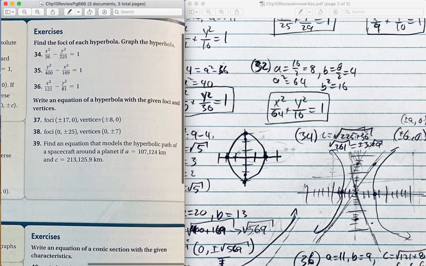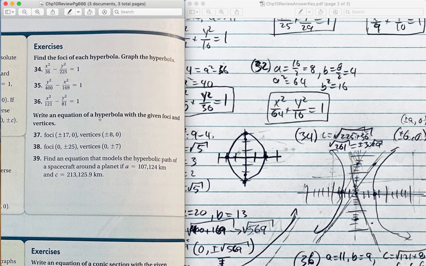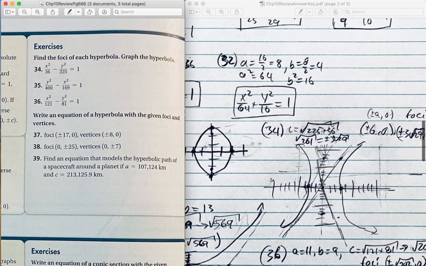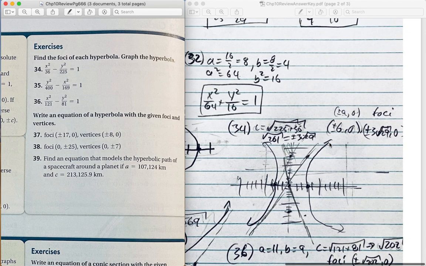All right, so for 34, they want you to find the foci and graph the hyperbola. So we have our a squared and our b squared. A squared is 36, b squared is 225. To get c, it's going to be a squared plus b squared, and I'm going to square root that. So 225 plus 36 is 261, so c is equal to plus or minus 3 square root of 29. So our foci is plus or minus 3 square root of 29, 0.